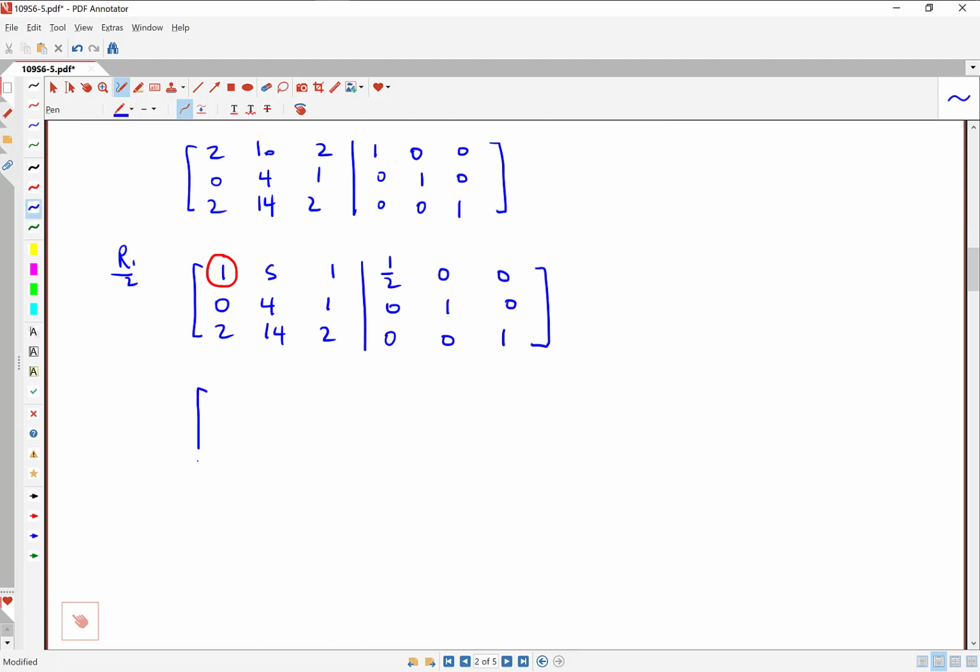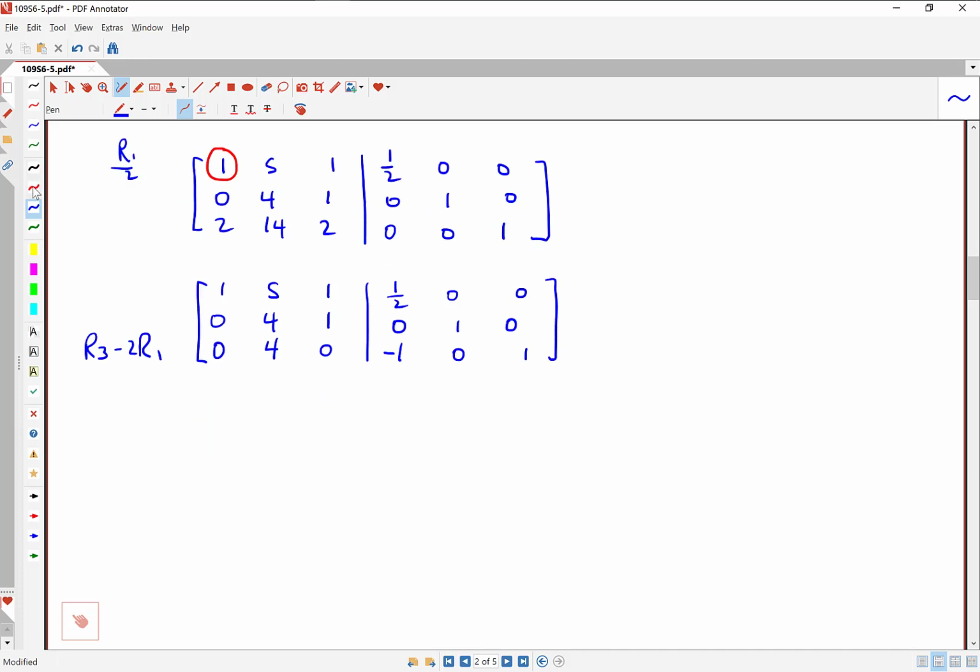We can use that now to clean up the rest of that first column. So let's get rid of the 2 by going row 3 minus 2 times row 1. So current row minus 2 times our pivot row. That's going to give us 0. 14 minus 10 is 4. 2 minus 2 is 0. And we're just going to continue that operation all the way across. So 0 minus 2 times a half is negative 1, 0, and 1. And we'll just recopy our other 2 rows at this point.